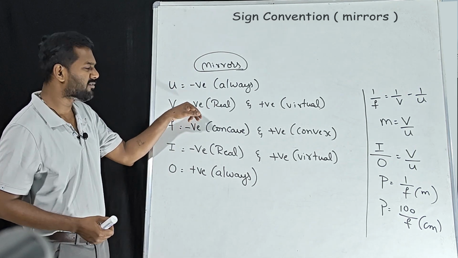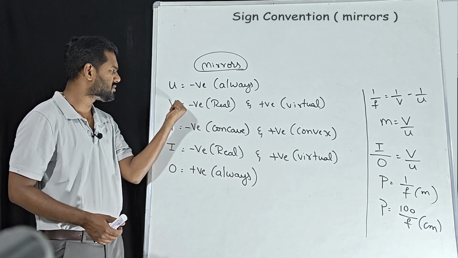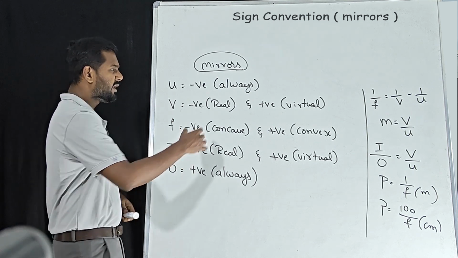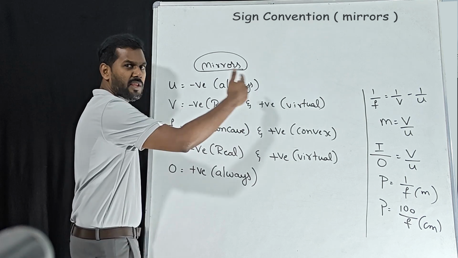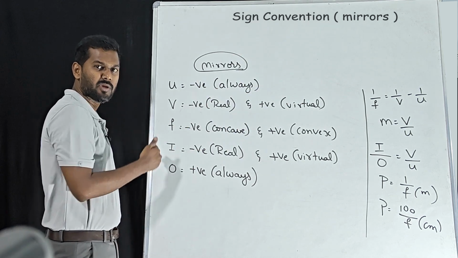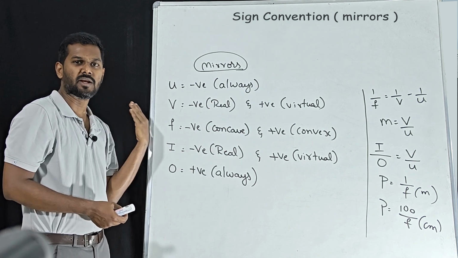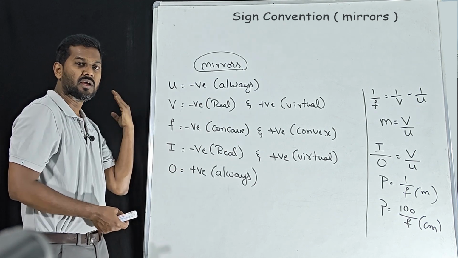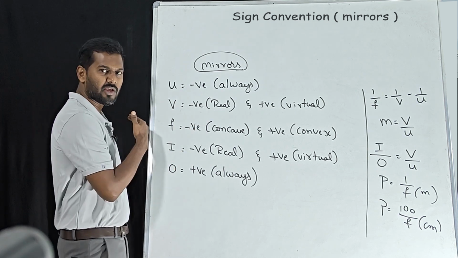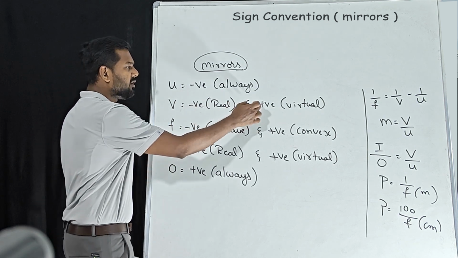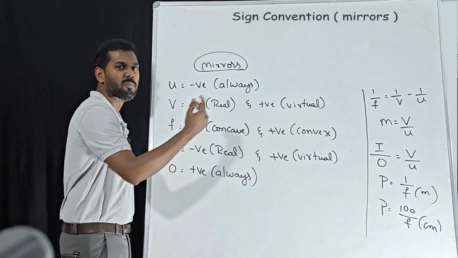Next, V will be negative if it is real. But in lenses, V was positive for real, right? Because a real image for lenses forms on the other side of the lens. But with mirrors, after the reflection, the rays come back to the same medium and intersect on the left. Anything towards the left is negative, right? And a virtual image will be behind the mirror, so it will be towards the right side and positive.